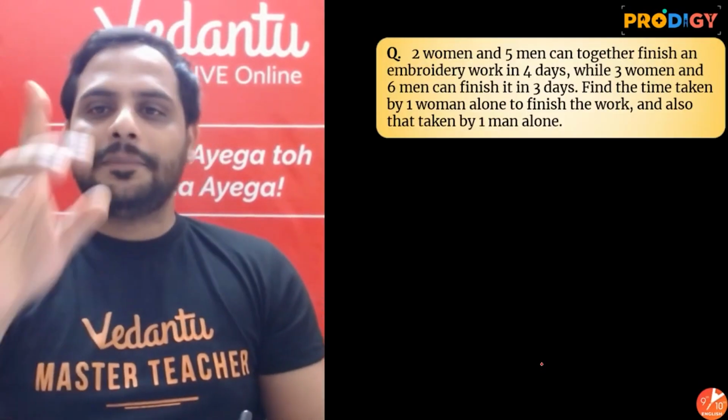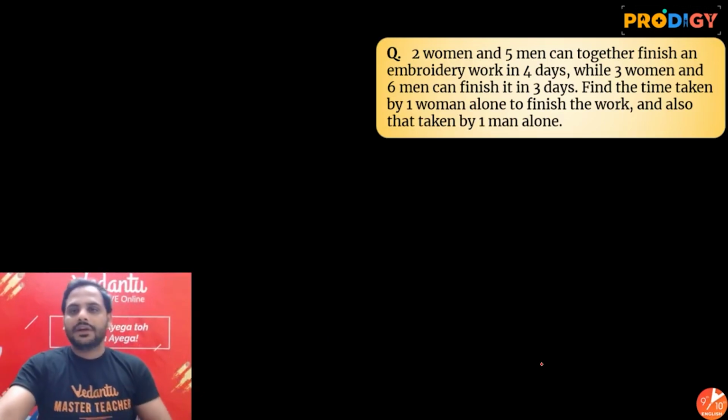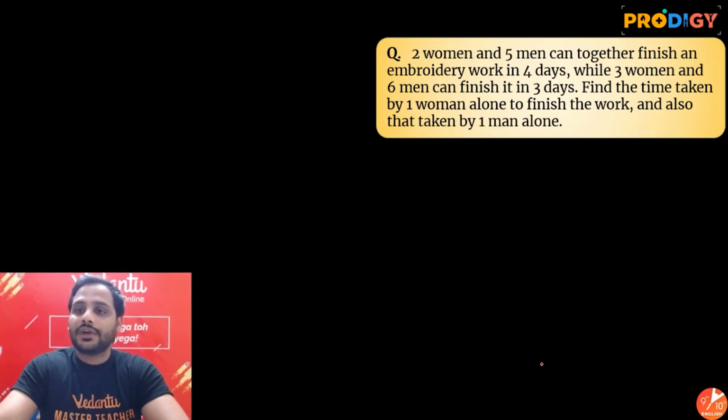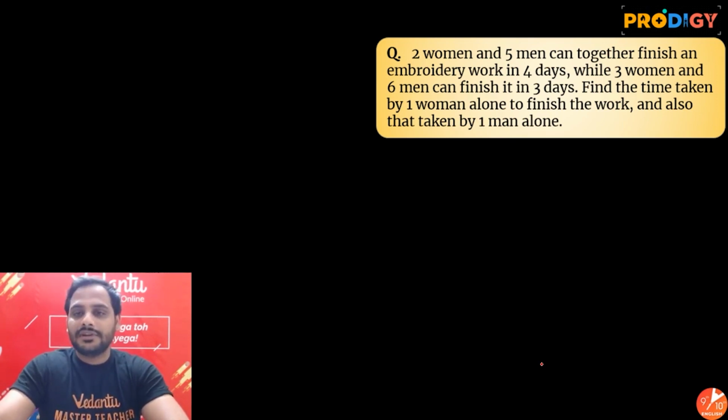All right, now let's look at some word problems. In word problems, try to understand this thing. What this question is saying: 2 women and 5 men can together finish an embroidery work in 4 days, while 3 women and 6 men can finish it in 3 days. Find the time taken by 1 woman alone to finish the work and also that taken by 1 man alone. This is a time and work problem.